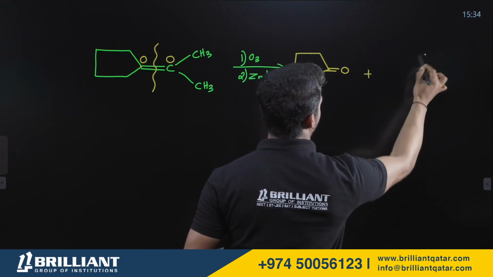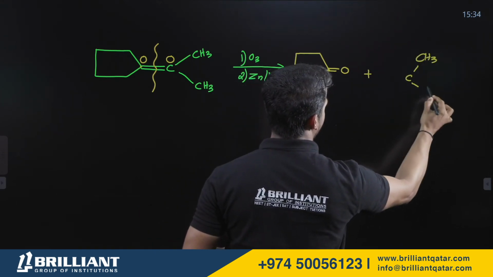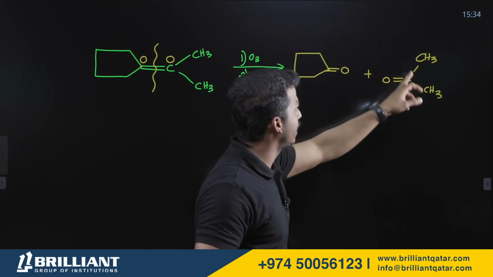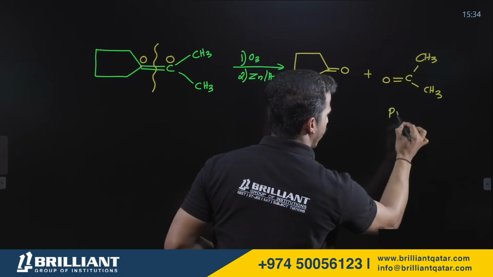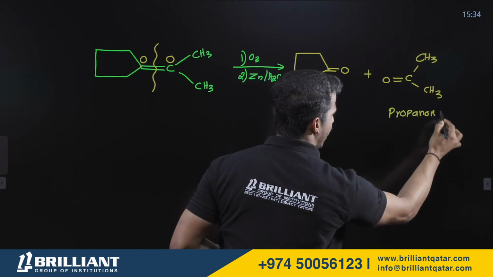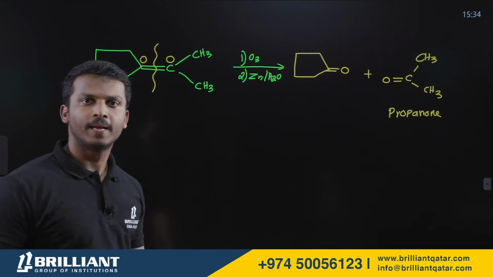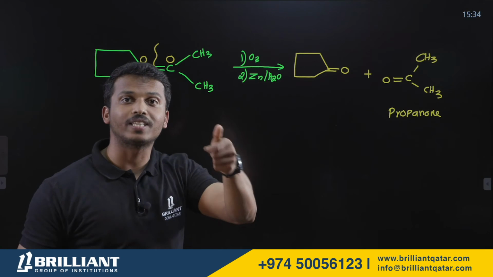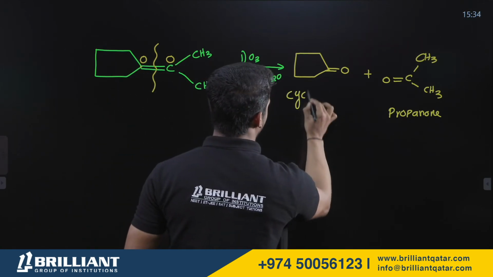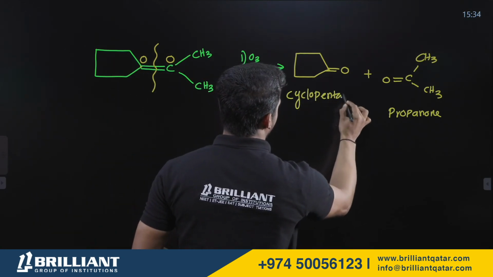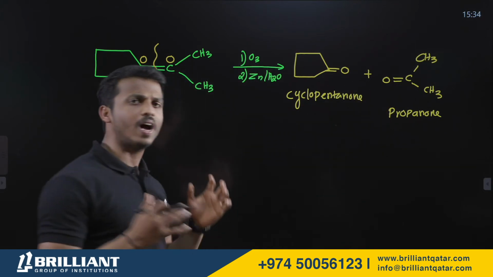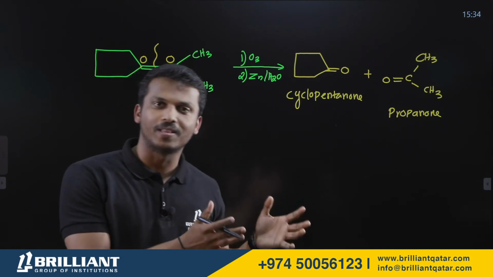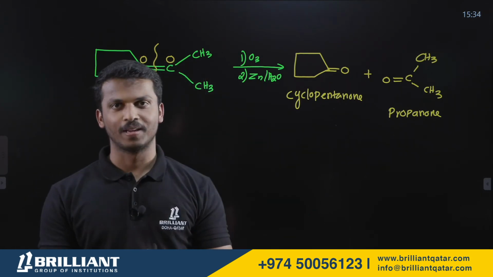And on the right side, what do you have? CH3, C, CH3, double bond O. This is our propanone, right? CH3COCH3 is called what? Propanone. Propanone is also known as what? Acetone. What about this? A cyclopentane ring with a ketone is called cyclopentanone. So whatever aldehydes or alkenes they give you, you can prepare the aldehydes and ketones in such a way. Alright.